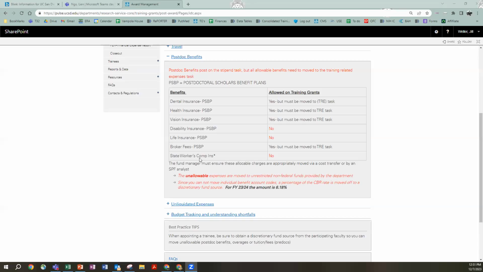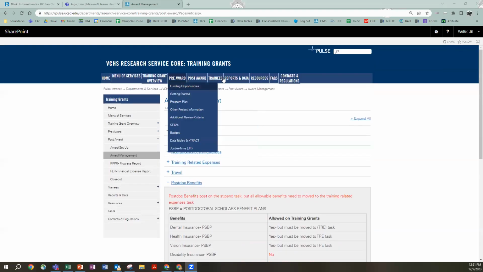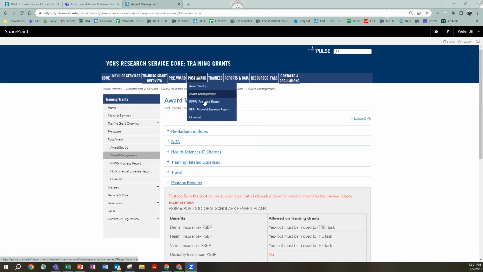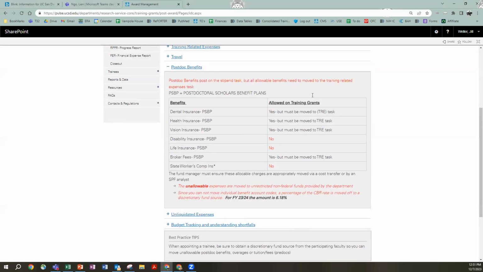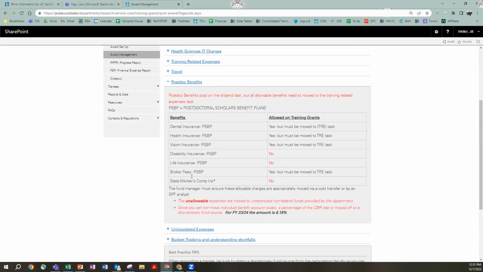Okay, right. So if you go under post-award, award management, it'll say here. Perfect. That's exactly what I was looking for. Yeah, so these three, disability, life, and state workers' comp, are unallowed and have to be moved off to discretionary funds. Approximately for FY 23-24, it's 6.18% off the CBR rate that needs to be moved off.